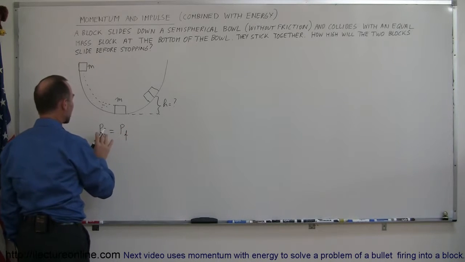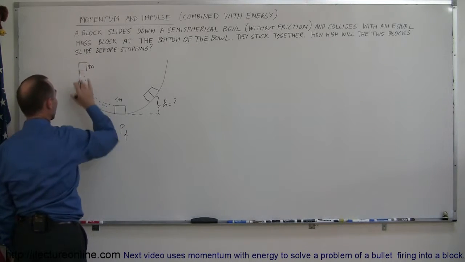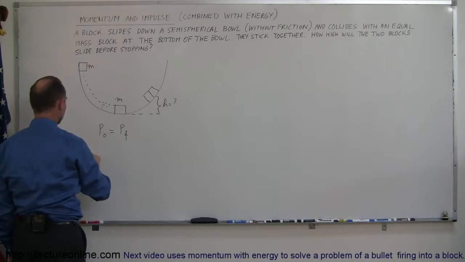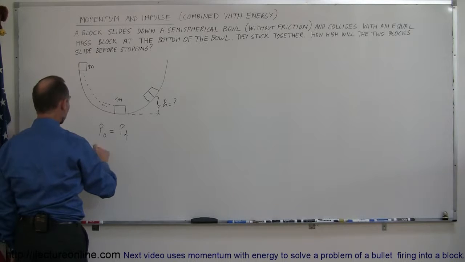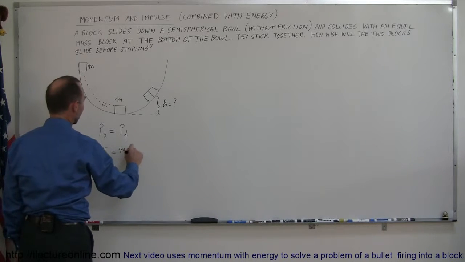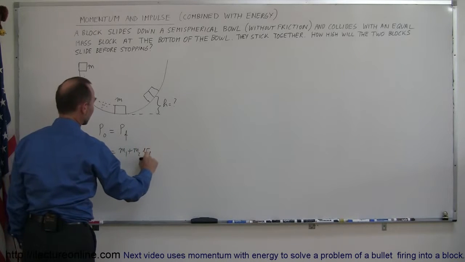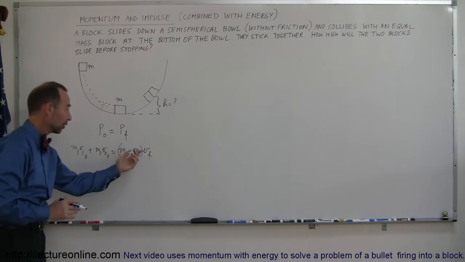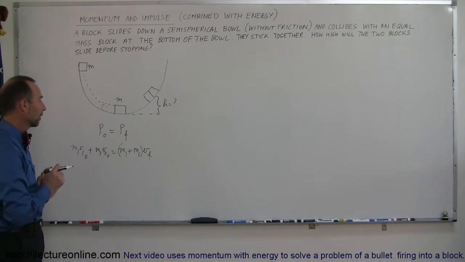And we know that the momentum is the sum of the momentum of the first plus the momentum of the second. So we can say m1 v1 initial plus m2 v2 initial equals (m1 plus m2) times v final. We can say it like this because we know that they're going to stick together, and there's only one final velocity of both blocks together.